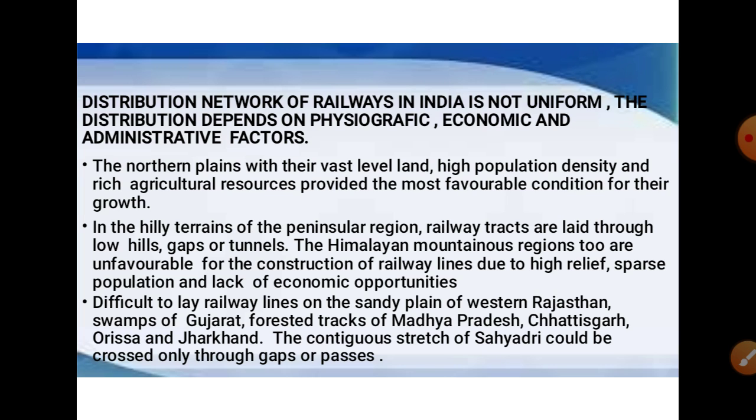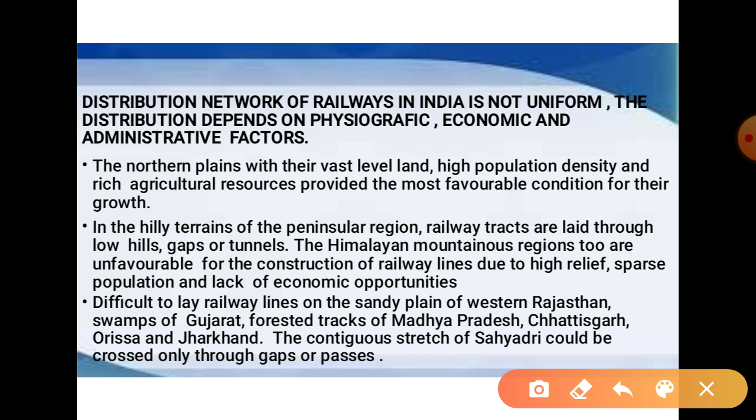The distribution network of railways in India is not uniform. As we already see, there is plurality and diversity in the country in different forms, as well as in physical features. So the distribution of the railway network in India is not uniform. It varies from region to region. Basically the distribution of railways depends on physiography, the availability of physical features like mountains, plains and deserts, then the economic prosperity of the particular state or region, and administrative factors. This question can also come in the form of a statement that you need to explain or elaborate, giving the causes behind it.